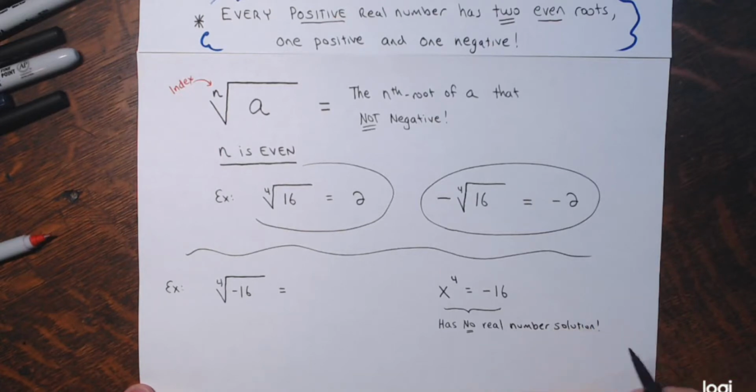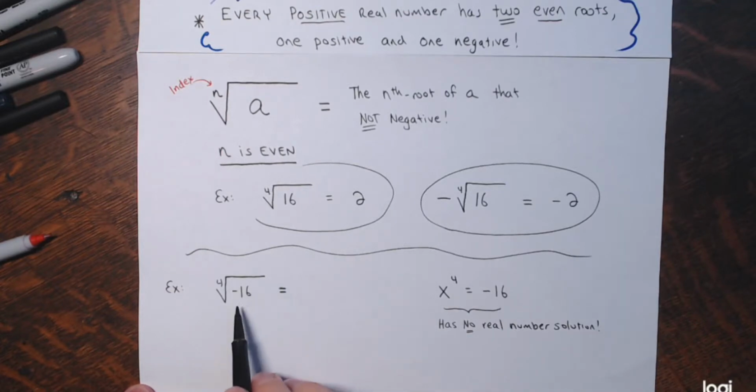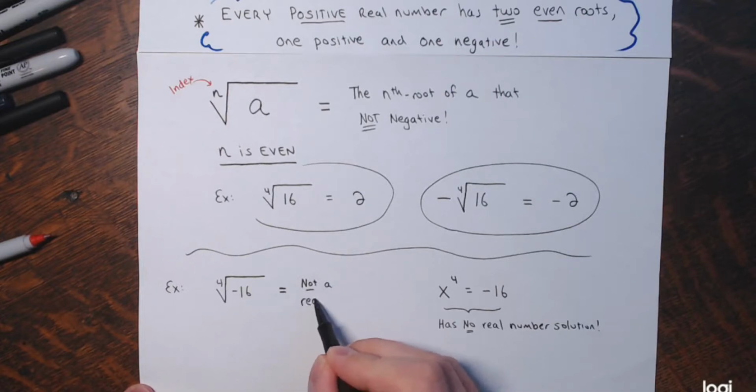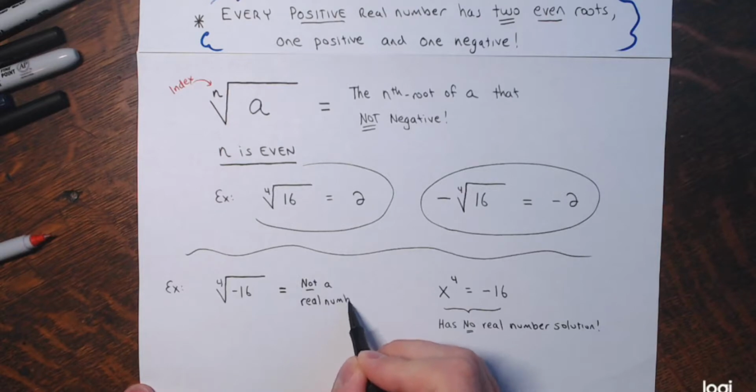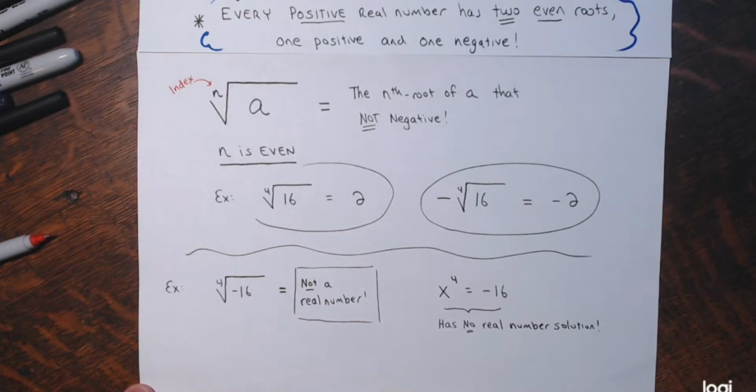Right? You take any positive number to the fourth, it's going to be positive, not negative. You take any negative number to the fourth, it's going to be positive, not negative. So just like earlier with square roots, if you see a negative number in the radicand, you're simply going to write that this radical is not representing a real number. And that's all we're going to do. Like I said earlier, we'll talk about imaginary numbers and how to express these even roots of negatives in later sections.